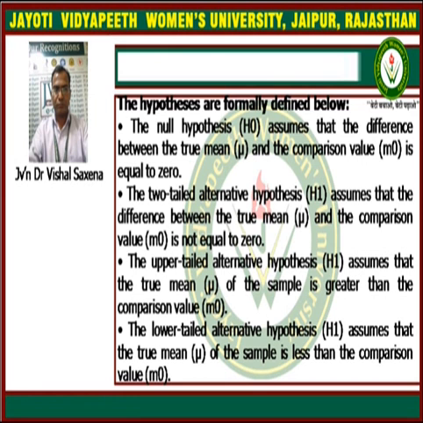The two-tailed alternative hypothesis H1 assumes that the difference between the true mean mu and the comparison value m0 is not equal to 0. So if the difference is taken as 0 in the null hypothesis, the alternative hypothesis will be that the difference is not equal to 0. And the upper-tailed alternative hypothesis assumes that the true mean mu of a sample is greater than the comparison value, while the lower-tailed alternative hypothesis assumes that the true mean of the sample is less than the comparison value.